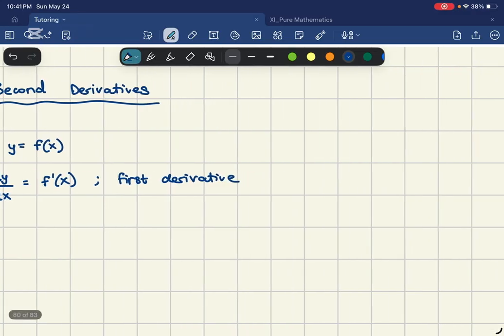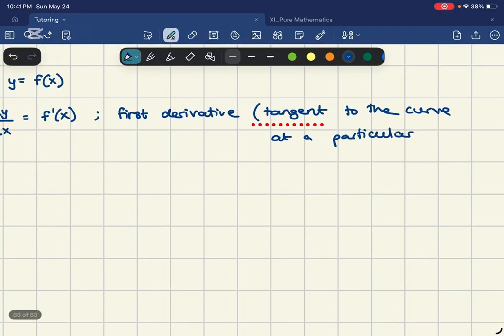And the first derivative helped us to find the tangent to the curve at a particular point, right? And we used it to find the tangent line, the equation of the tangent, the equation of the normal. So tangent to the curve at a particular point.